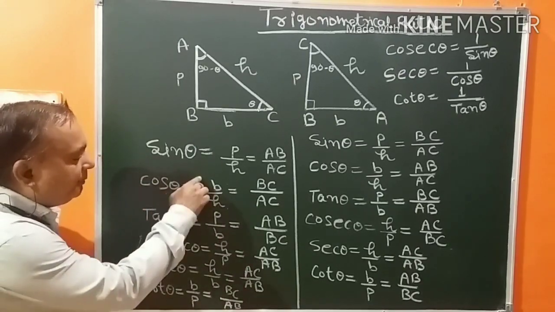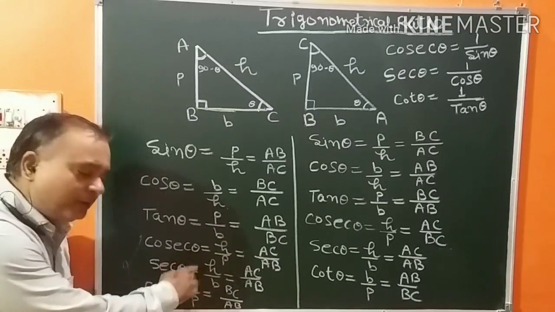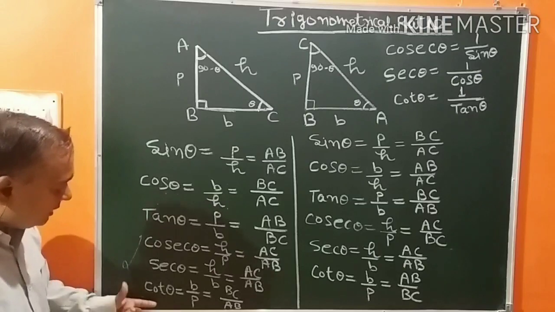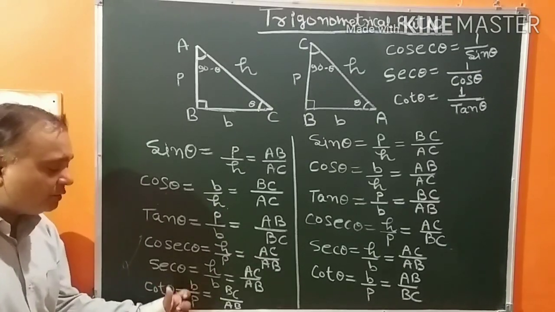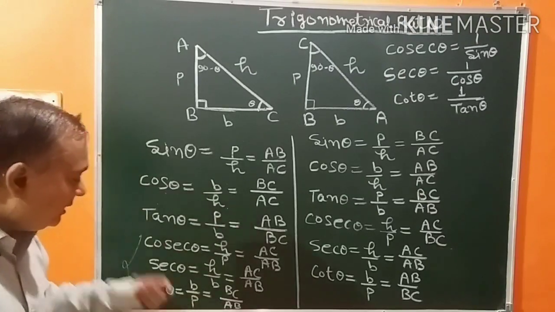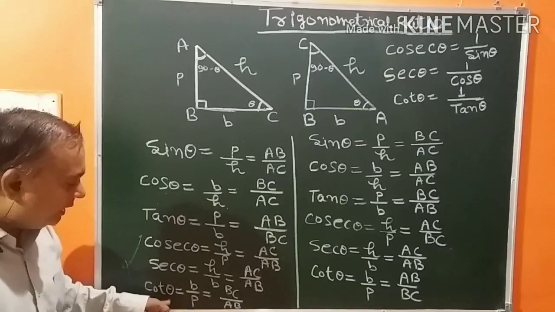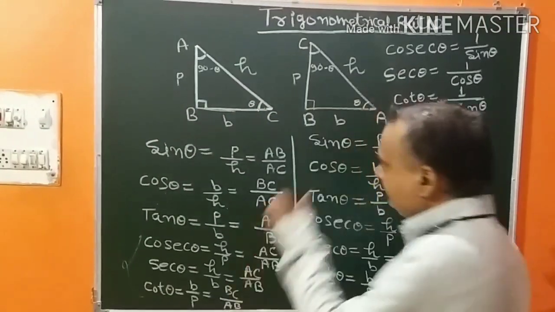Cos theta is B upon H, then sec theta will be H upon B, where H is the hypotenuse and B is the base. Like this, we find the cot theta, that is the ratio of base to the perpendicular, or that is the inverse function of tan theta. So we will write cot theta equal to BC upon AB.